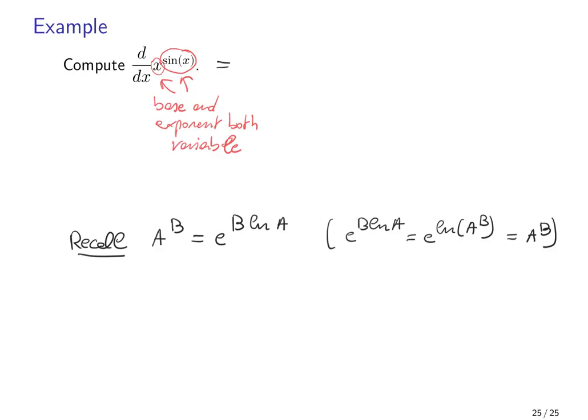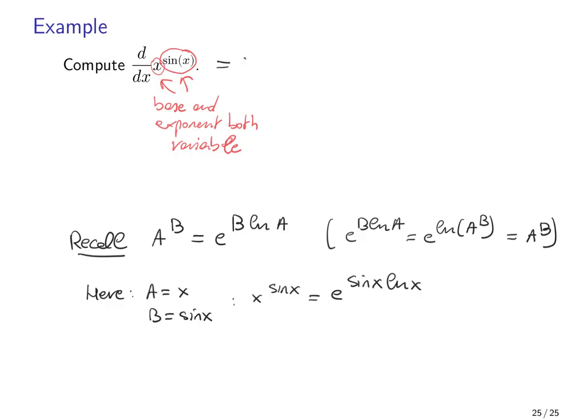Now, what you have on the left, a to the b, that looks simple. What you have on the right doesn't look so simple anymore, but it's actually going to be a simplification for us. So here, we're going to let a be x and b be sine x, and then what do we get? X to the sine x, according to this rule, is e to the sine x logarithm of x.